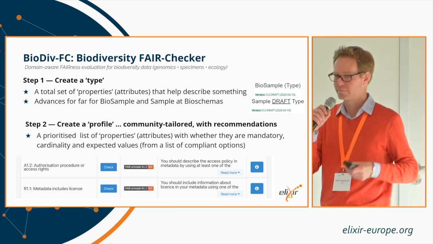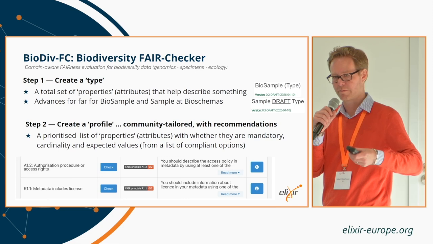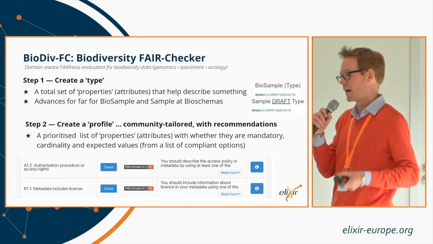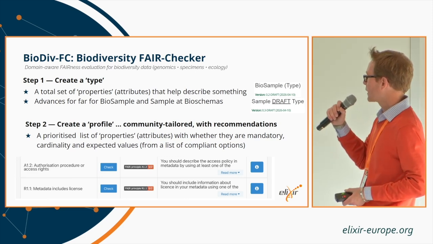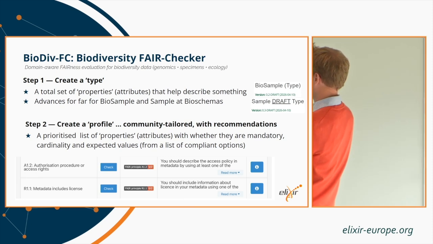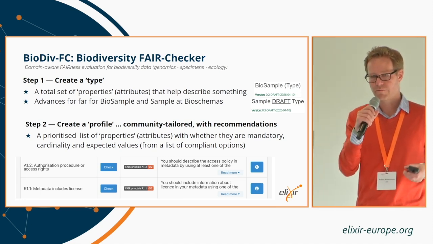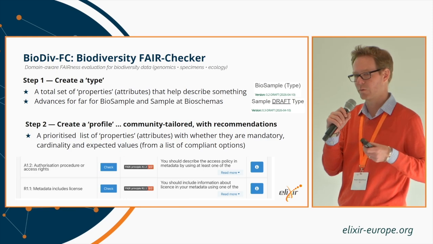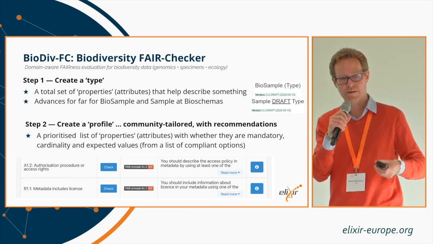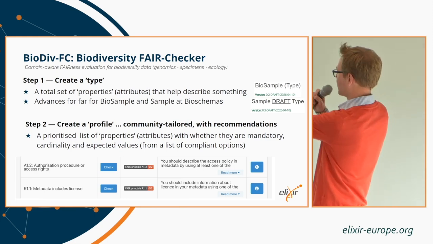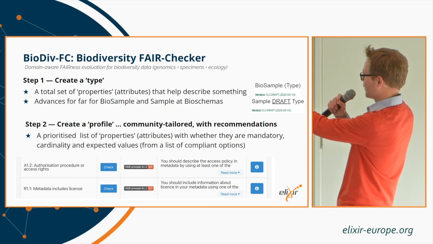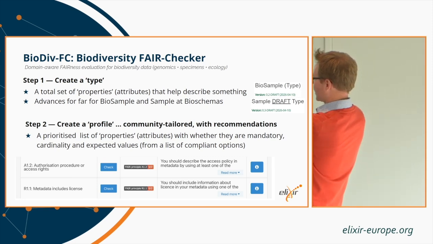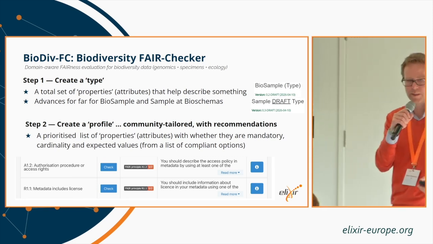So this is kind of tailored to community needs. It's supposed to be reflective of what they would like to see and how they want to understand that. But importantly, it's not just giving you a score and saying you're bad, but where you fail or where you are incomplete, it's going to try to offer you meaningful suggestions of how you could improve. So for example, here you should describe the access policy in your metadata, or you should include information about the license of your metadata.